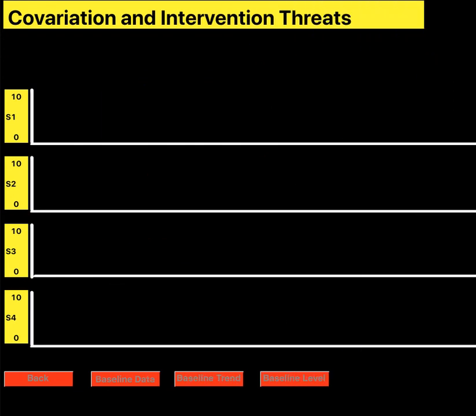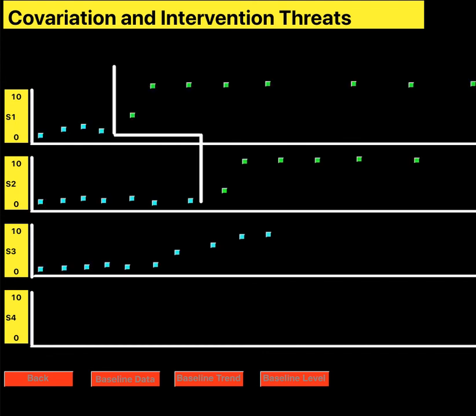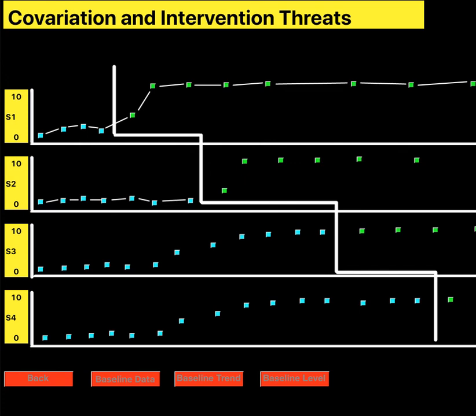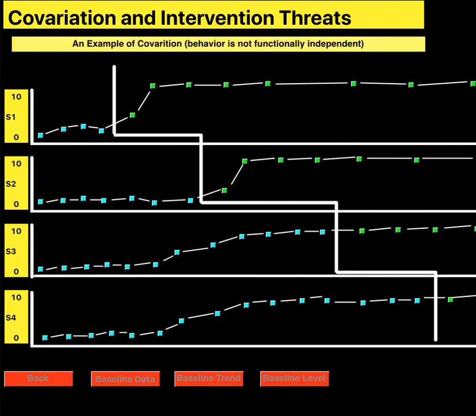Now, let's take a look at some possible threats that this design can have. One of the first threats is a situation like this. Okay. Now, this is an example of covariation, which means that the behavior is not functionally independent. So take a look at tier 1. We took baseline in tier 1 and tier 2 and tier 3 and tier 4. And at the baseline level, it's very stable in all 4 tiers.